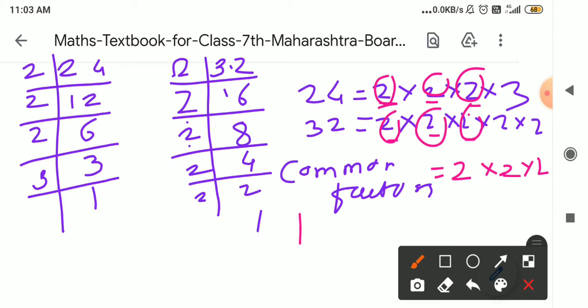So nothing else is common inside it, that's why just 2 into 2 into 2. And the next step is the HCF is equal to the multiplication of common factors, that is 2 into 2 into 2, means 2 2s are 4 and 4 2s are 8 is the HCF. Isn't it easy? Yes. So you have to find the HCF of numbers by using this method.